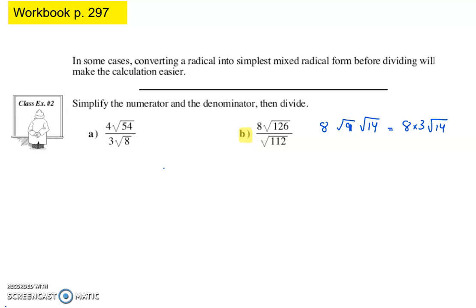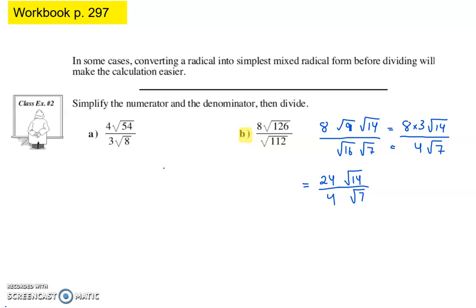So that was the top, and for the denominator, root of 112. 112 can be divided by 16, so I'm going to try that. 16 and 7. And that simplifies to 4 root 7. Okay, so if you want, you can rewrite this a little bit nicer. This ends up becoming 24 over 4, and that ends up becoming root 14 over root 7.